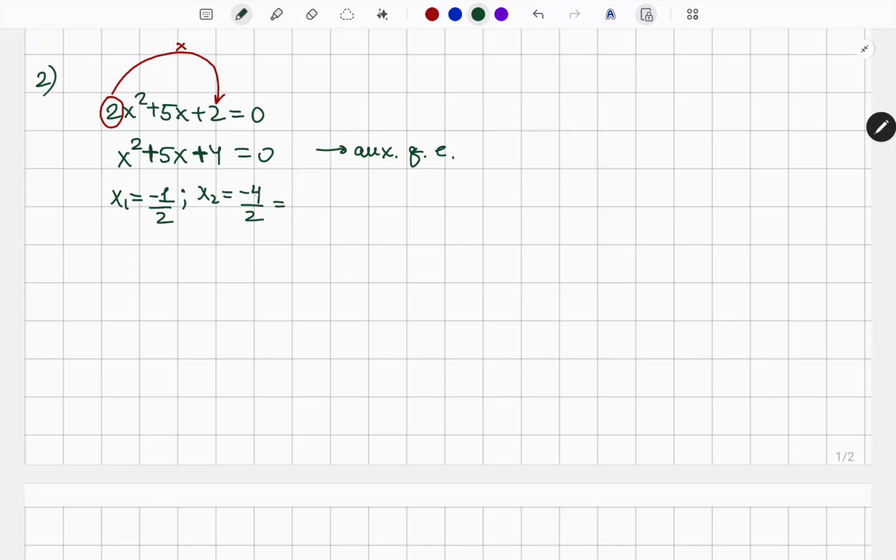So -4 divided by 2 is -2. So these two numbers, this and this, are actually the roots of the original quadratic equation. Of course, I can't just show you the method without proving it.